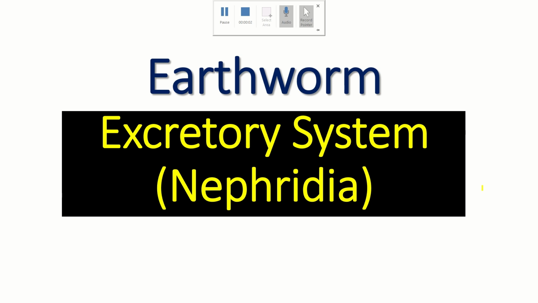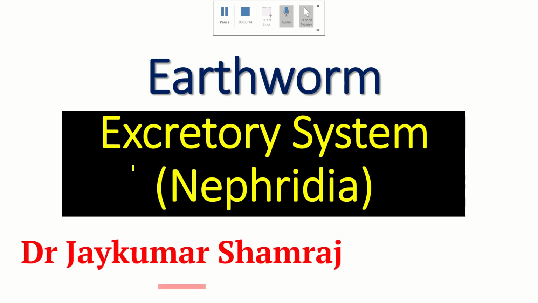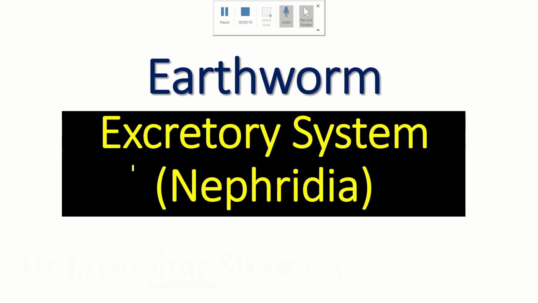So we are going to discuss the excretory system of earthworm. In earthworms, they have nephridia, and with the help of the nephridia, excretion and osmoregulation take place. Nephridia are excretory organs found in earthworm. These are like tiny kidneys which take part in excretion and osmoregulation.